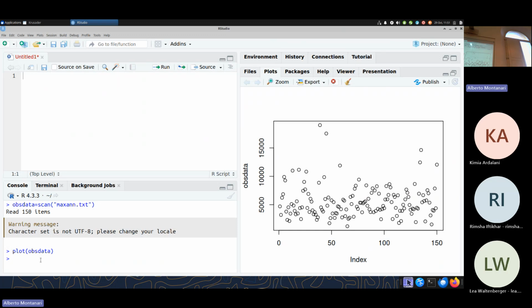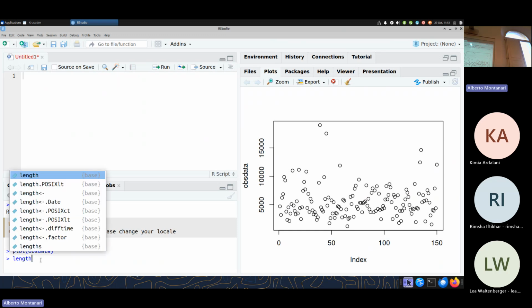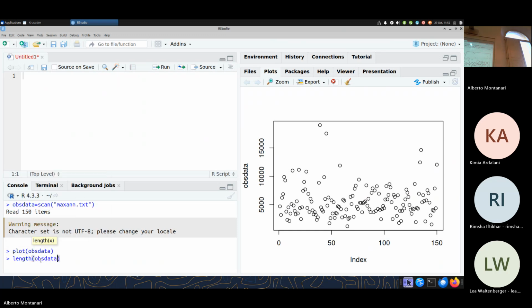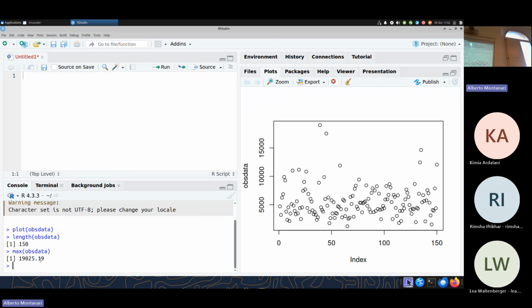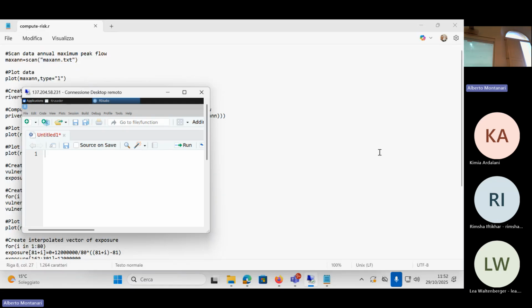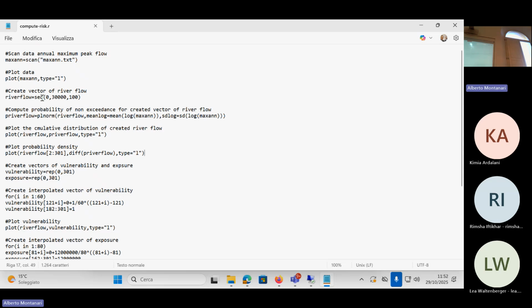And let me check the length of the data. It should be 150. Yes. And let me check if everything is readable, max ops data. Because if there are numbers not readable and you make a computation, it gives an error. If it gives the max, yes, it means that everything is okay. Okay, very good. So we uploaded the data. Now let's look again at the code.